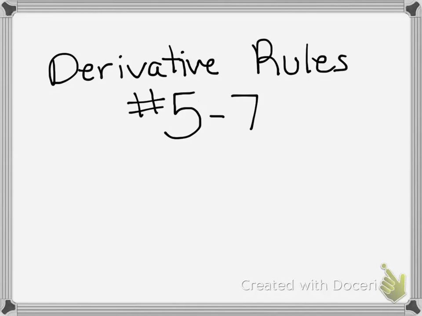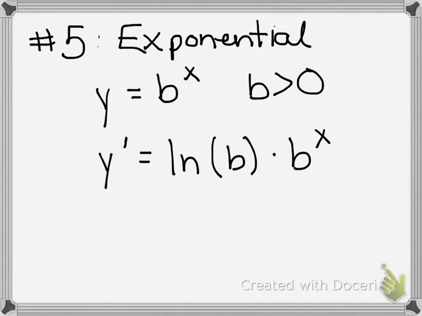Okay, today we're going to move to the next set of derivative rules. So you're going to learn derivative rules number 5 through 7. We're going to start with when your function is exponential. So you have any b to the x and b is greater than 0. The derivative of an exponential is always the natural log of your base times b to the x.